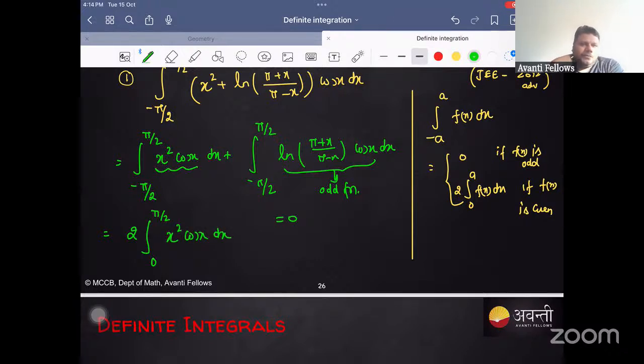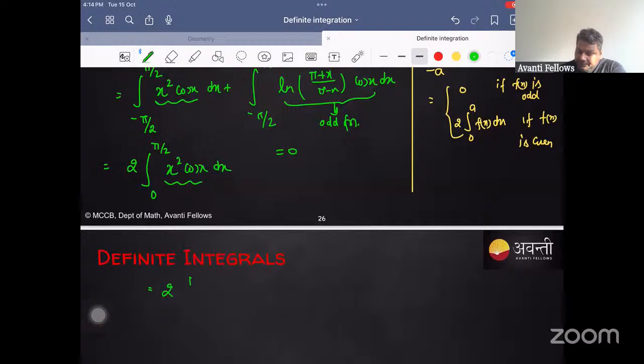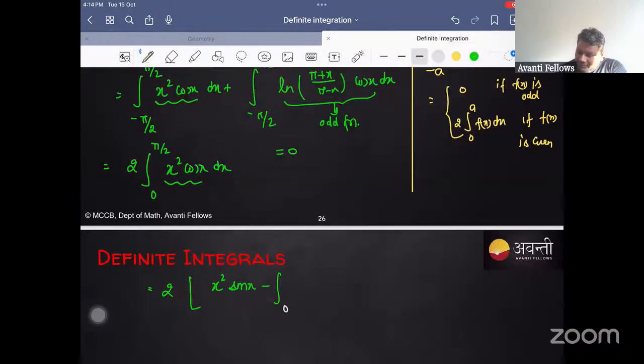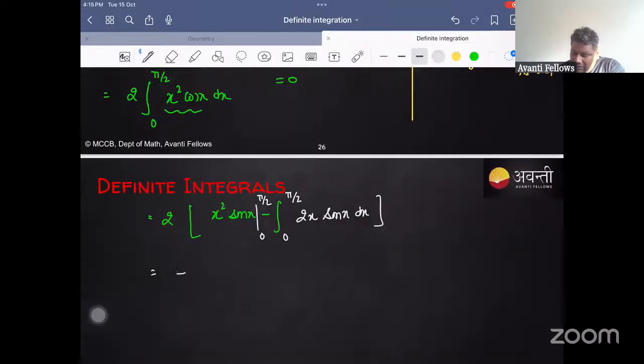Am I clear? Now, how do we solve it? We solve it using by parts. So it is 2 times first into integration of second, sin x, minus integration of derivative of first, 2x, into integration of second, sin x dx. Now, if I place limit 0 to pi by 2, this goes 0. So you are left with minus 4 times integration 0 to pi by 2 x sin x dx.